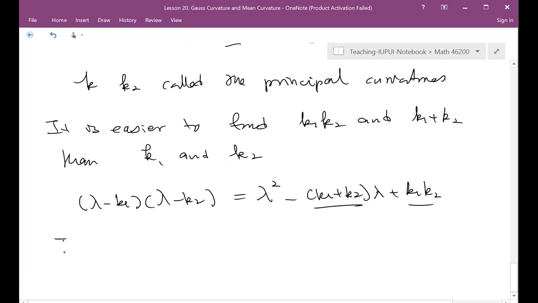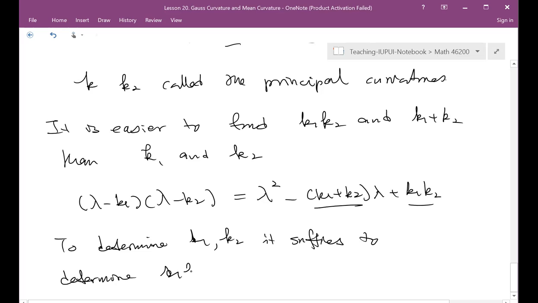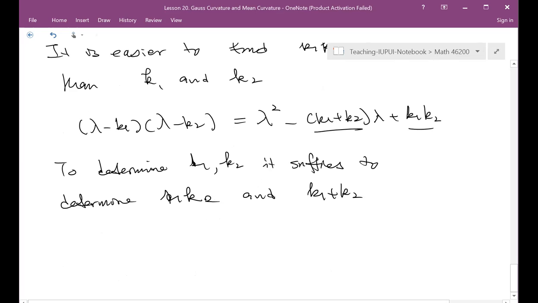To determine K1, K2, it is sufficient to determine the product of K1, K2, and K1 plus K2, okay?